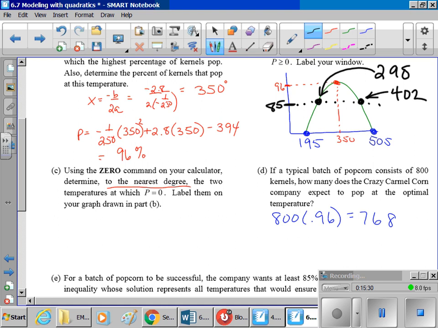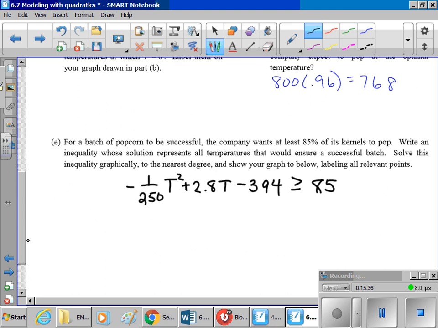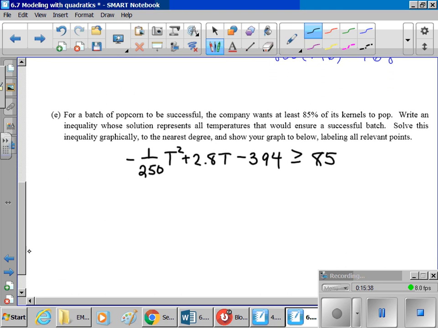I'm going to remind you, you can also do this in your calculator, or you can do it by hand. I don't think the Regents exam will ever ask you to use your calculator, but basically if you wanted to write the inequality, it would look like this.